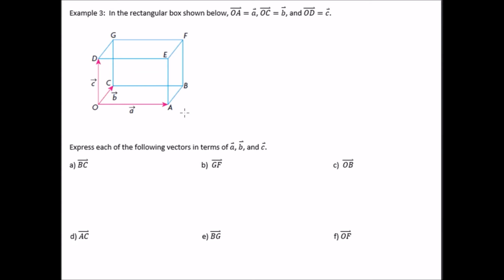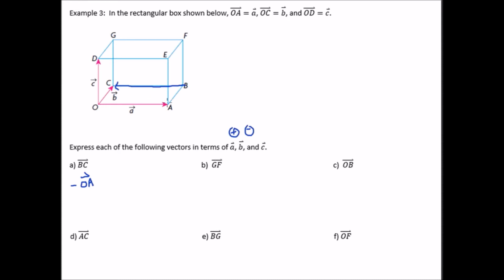Okay, example 3. In the rectangular box shown below, OA equals vector A, OC equals vector B, and OD equals vector C. We're going to express each of the following vectors in terms of A, B, and C. So basically we're going to add and subtract A, B, and C. So how do we get from B to C? From B to C, I would say it's just the opposite of vector OA.